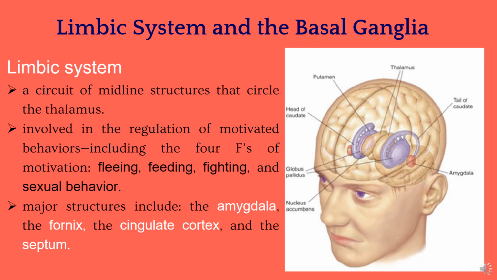Although much of the subcortical portion of the telencephalon is taken up by axons projecting to and from the neocortex, there are several large subcortical nuclear groups. Some of them are considered part of either the limbic system or the basal ganglia system. The limbic system is a circuit of midline structures that circle the thalamus. It is involved in the regulation of motivated behaviors, including the four F's of motivation: the fleeing, feeding, fighting, and sexual behaviors. Major structures include the amygdala, the fornix, the cingulate cortex, and the septum.